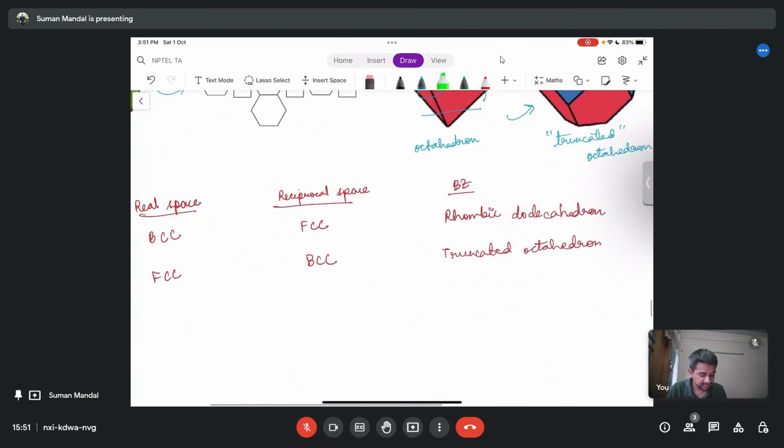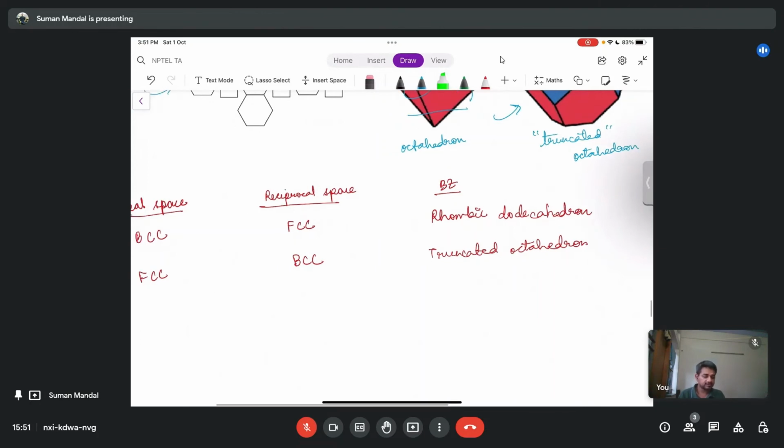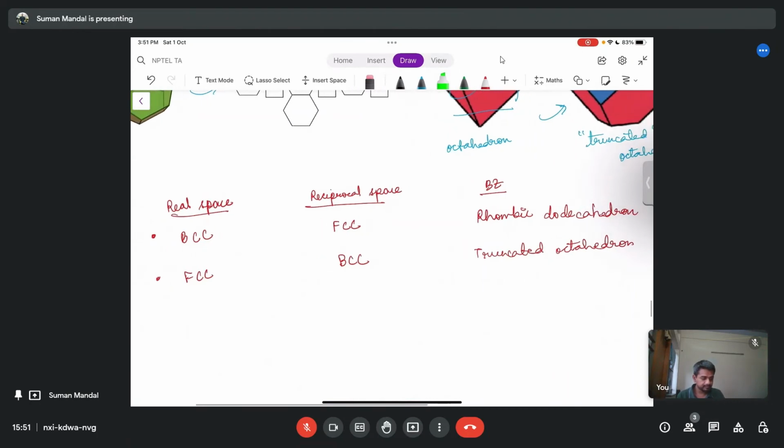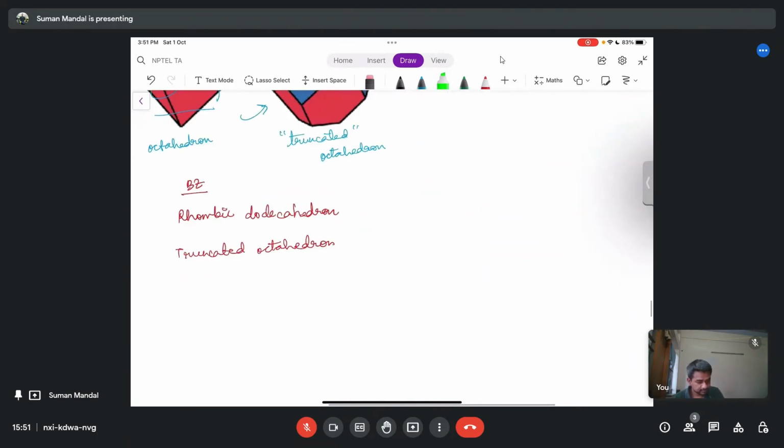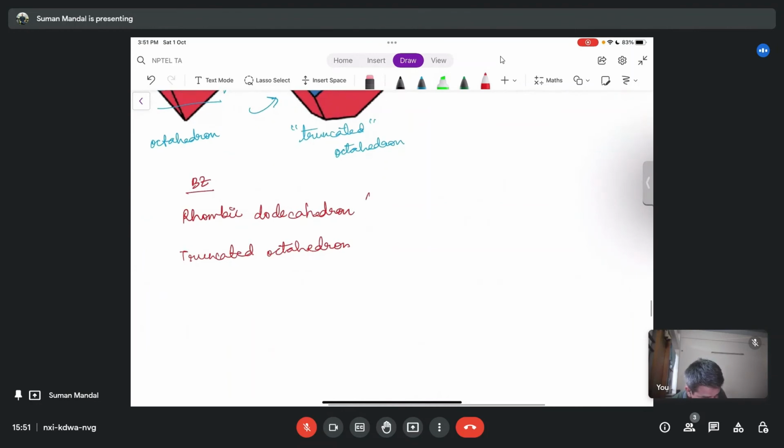I hope it's clear, because the Brillouin zone is the Wigner-Seitz cell in the reciprocal space of the reciprocal lattice of FCC, the Brillouin zone of FCC.